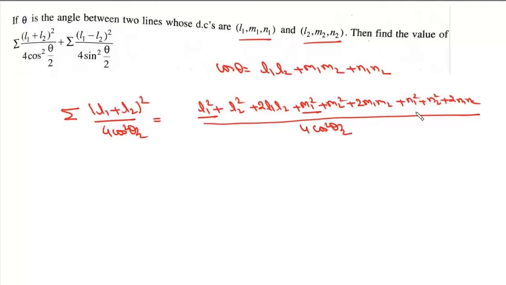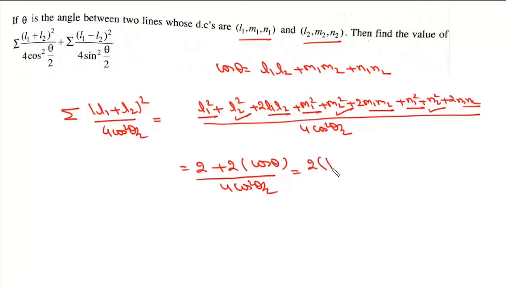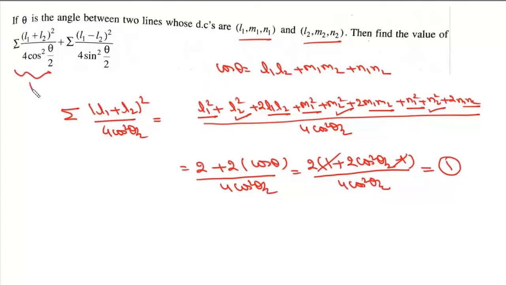Now L1 square plus M1 square plus N1 square is 1, and in the same way L2 square plus M2 square plus N2 square is 1. So it will be 2 plus 2 times (L1 L2 plus M1 M2 plus N1 N2), which is nothing but cos theta. So it will be 2 plus 2 cos theta upon 4 cos square theta by 2. Now we'll take 2 common and write this as 2 cos square theta by 2 minus 1 upon 4 cos square theta by 2. Now this 1 will cancel and 4 cos square theta by 2 will cancel. So we'll get this as 1. So the value of this first expression will be 1.